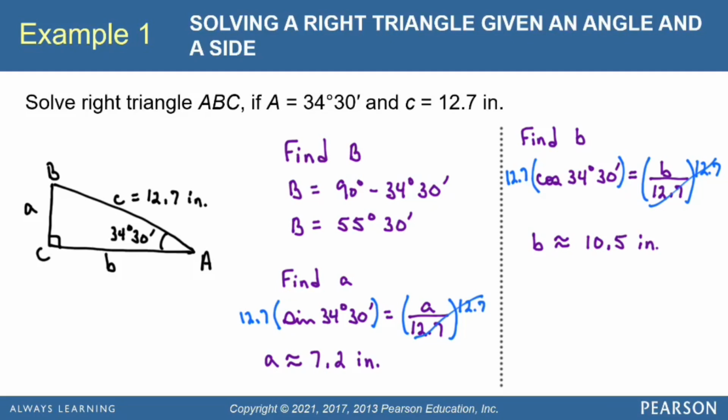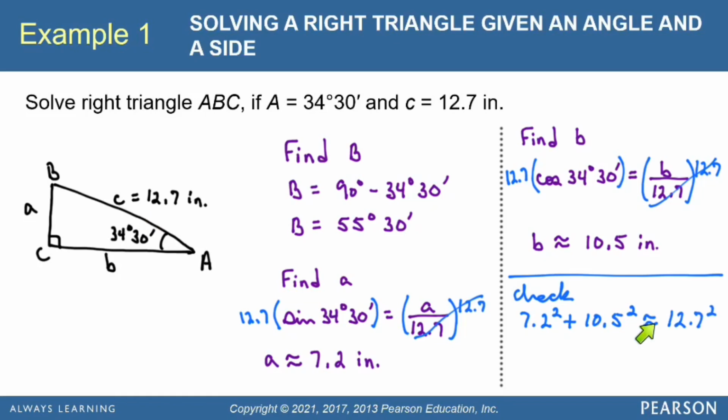So now I want to give you a little safety net and show you how to check your answers on something like this. Because we have not used the Pythagorean theorem yet to find any of this information, we can use it now as a check. So we have a right triangle here. So that should mean that 7.2 squared plus 10.5 squared approximately equals 12.7 squared. Now I used the approximation symbol because it won't be exact.